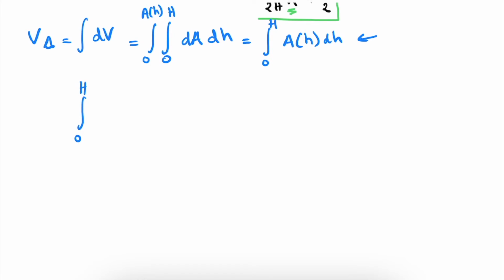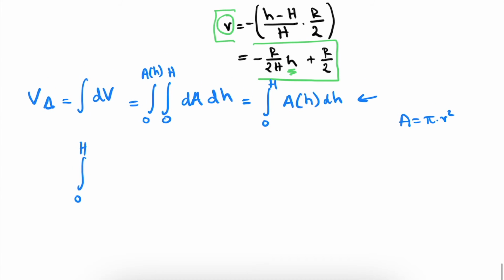And now filling in the fact that A was equal to pi times r squared, but we have now a function for r as a function of h, we can write the following. So we have pi times r squared, which simply becomes (minus R over 2H times h, plus R over 2) squared dh. And this is an integral that we can now simply compute by a simple substitution.